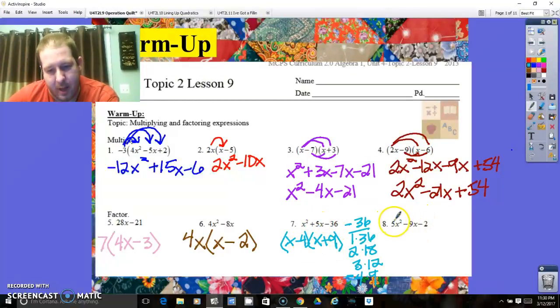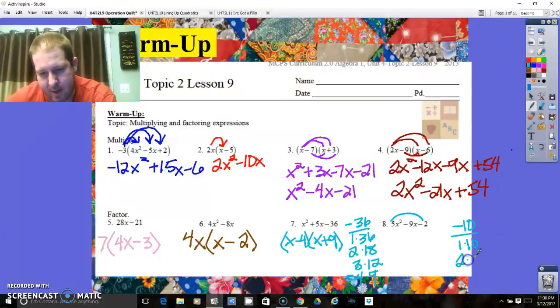All right, this one has a leading coefficient, and there's nothing that they can all be divided by. I always look for a GCF first. Since there isn't one, I'm going to multiply, and you know what? I'm going to use the other method. Every other video I've done, I've used a different method. So 5 times negative 2 is negative 10. First thing I've got to do is figure out the splits: 1 times 10 or 2 times 5. And the one split that's going to add up to negative 9 would be negative 10 and 1.